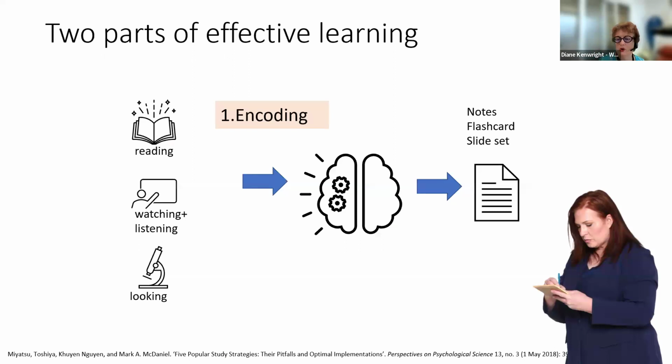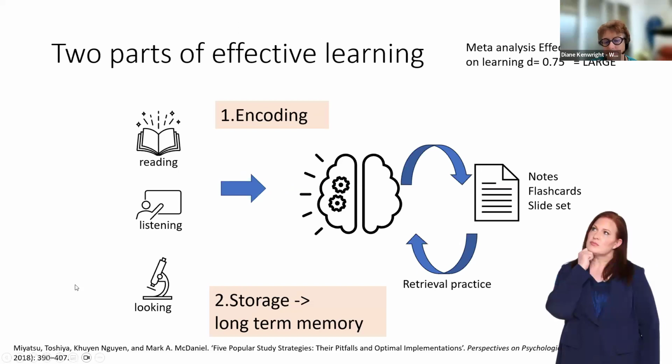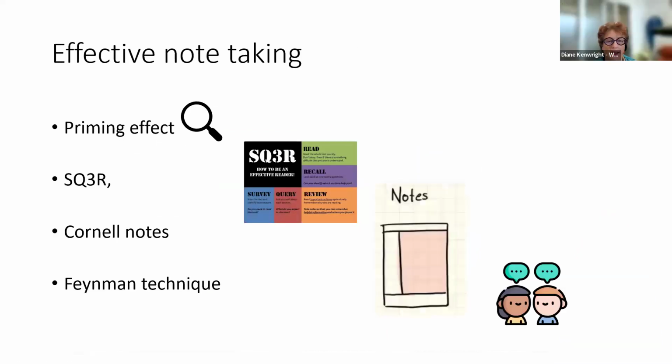Okay, so we've encoded it, but now we have to know how to retrieve it. And here are some tricks on how to retrieve it. This is Trish again. She's making an intermediate form of memory. It's outside of her head, but it's outside of the reading, listening, and looking. So she's made notes, flashcards, slide sets. So how can we do this effectively?